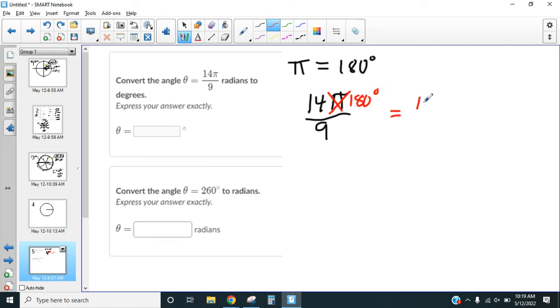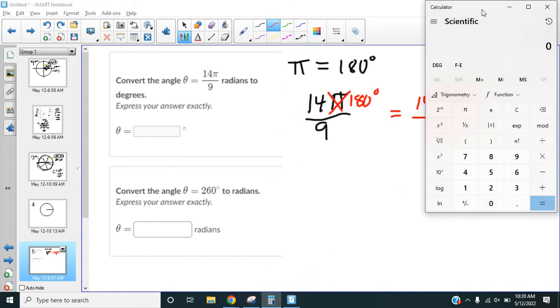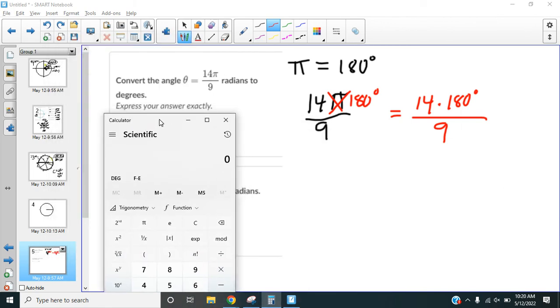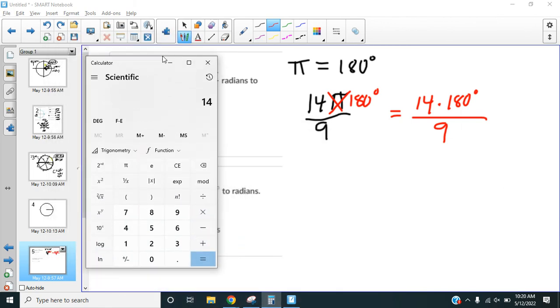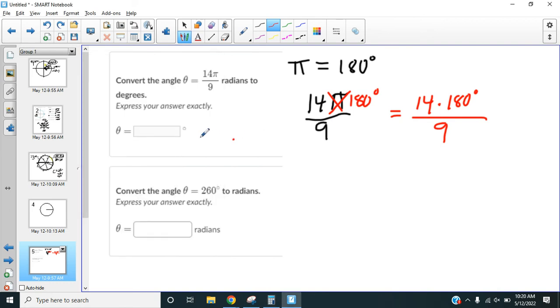So that now we can just do this. Let's do 14 times 180 divided by 9. It's okay to use a calculator. Here we go. It says express your answer exactly. All right, so 14 times 180, let's divide that by 9, or 280. Okay, so this is in degrees.